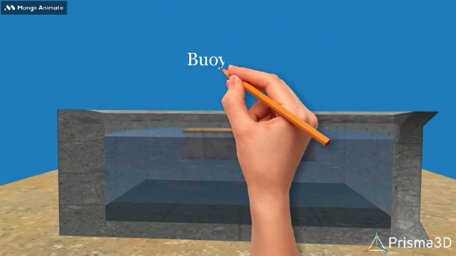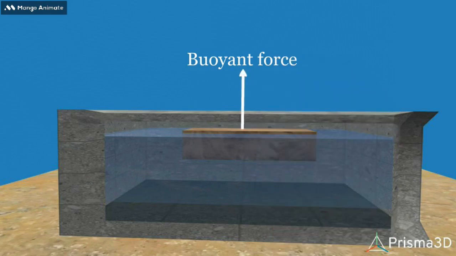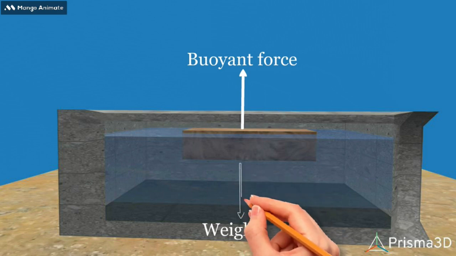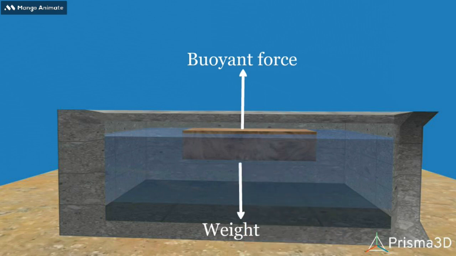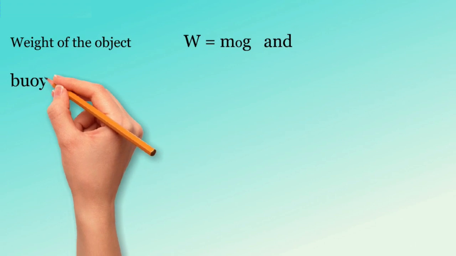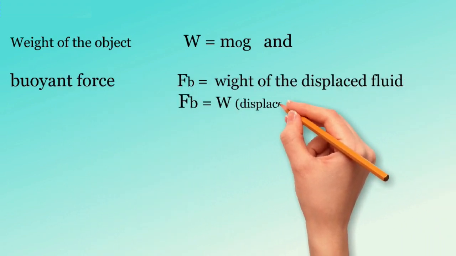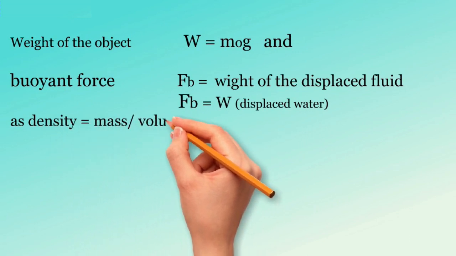Two forces act on the block. One is its weight acting downward, another is the buoyant force acting upward. The two forces balance each other. Weight of the object W equals m g, and buoyant force Fb equals weight of the displaced fluid. Fb equals W of displaced water.